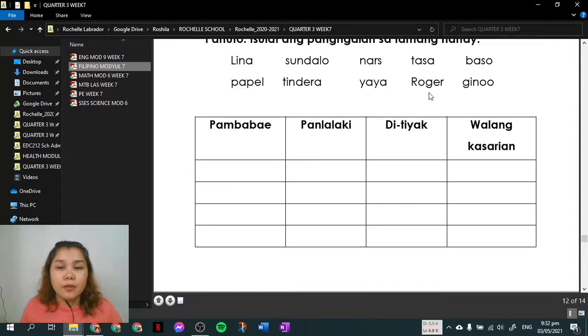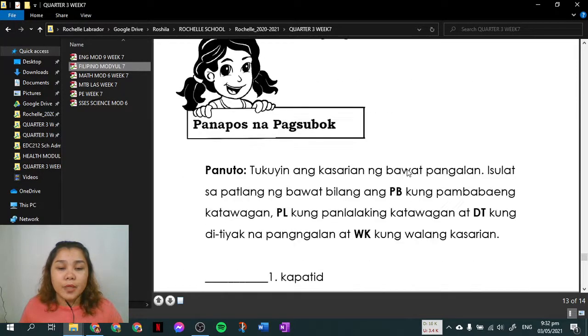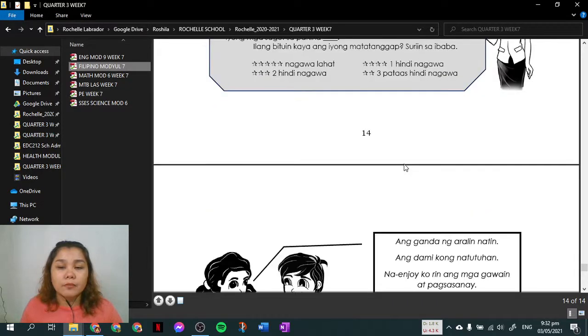So, yan. And then, pagsasanay 3 naman. So, given or some examples of nouns. So, ilalagay mo sa tamang grupo kung pambabae, panlalaki, titiyak, o walang kasarian. And then, panapos na pagsubok. So, PB, PL, DT, and WK.